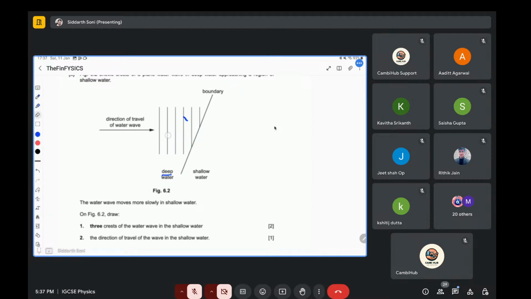Yes beta, tell me. Sir, you drew it from shallow to deep. Ah, my dear, I did it from deep to shallow. Then I said, let's assume it is going from shallow to deep. Sorry, sir. It's okay, no stress.